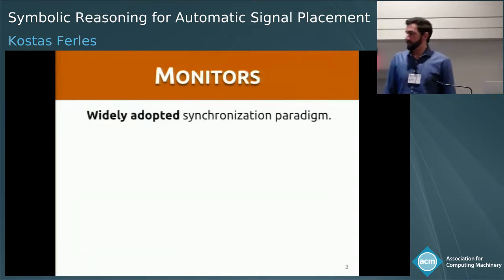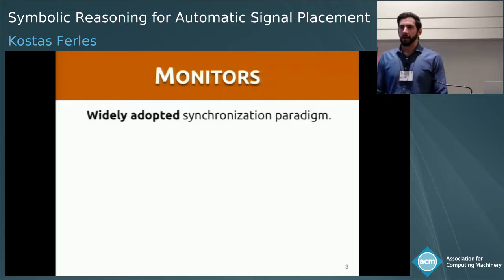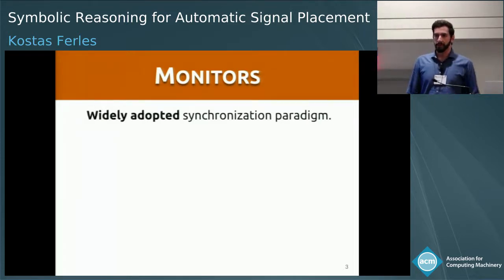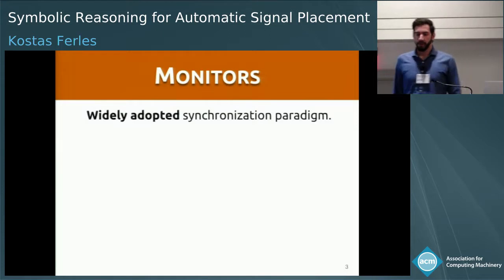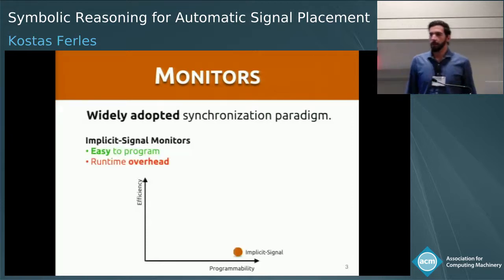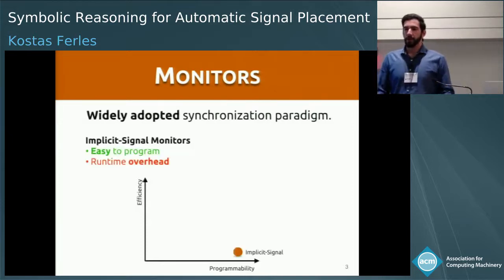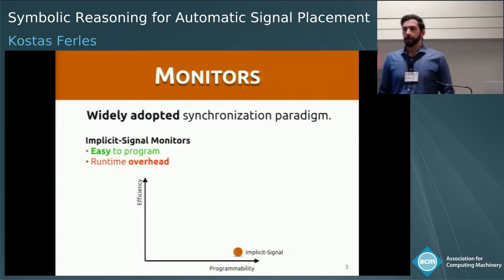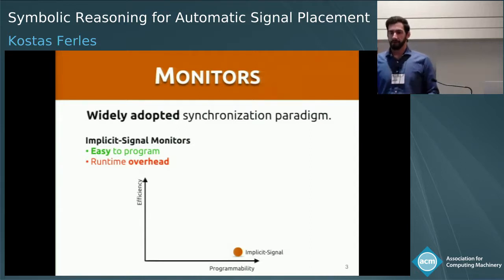For the purpose of this work, we're considering concurrent programming using monitors, which is a widely adopted synchronization paradigm. When it comes to signaling, monitors come in two flavors. On one end, we have what are called implicit signal monitors, which, as their name indicates, don't require the programmer to signal any threads. As a result, they tend to be easy to write, but they are inefficient in practice.